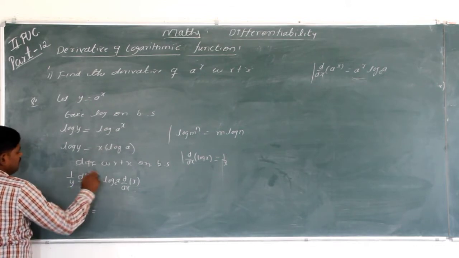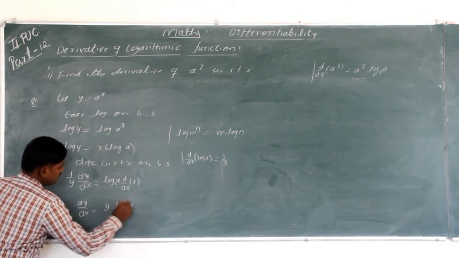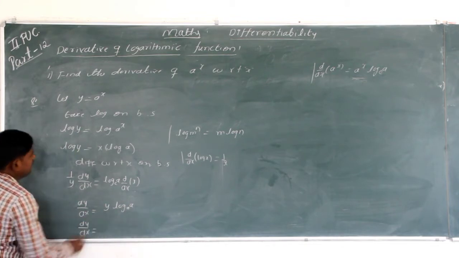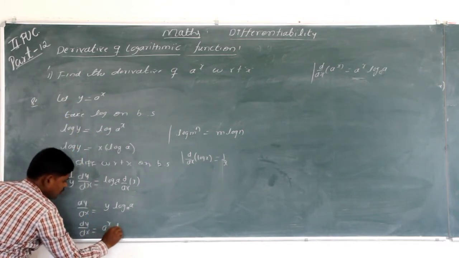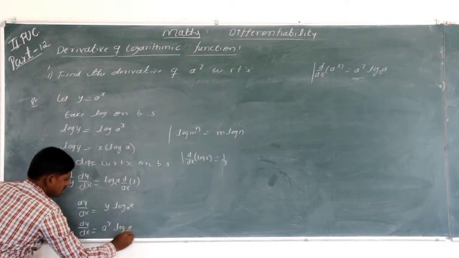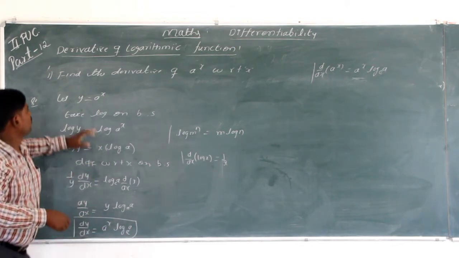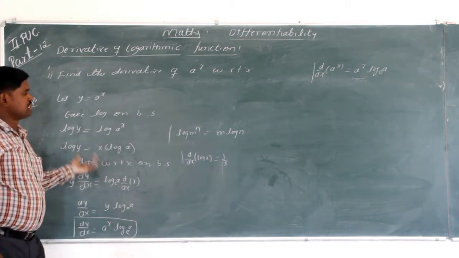dy by dx is equal to y into log a base e. Here y is a to the power of x, so dy by dx is equal to a to the power of x into log a base e. Therefore, the derivative of a to the power of x is a to the power of x into log a base e. Okay, so write this down.